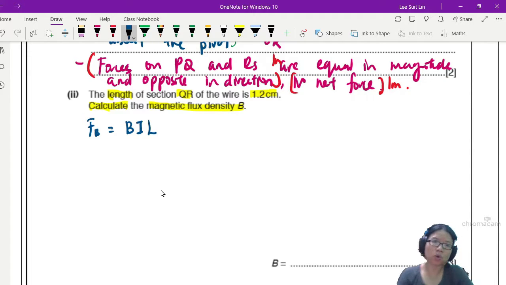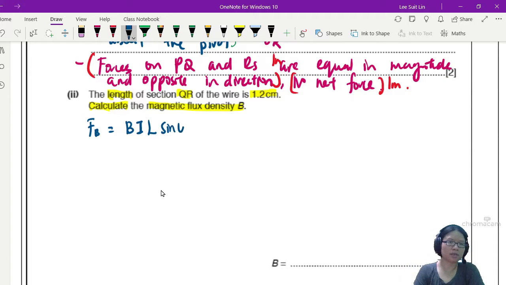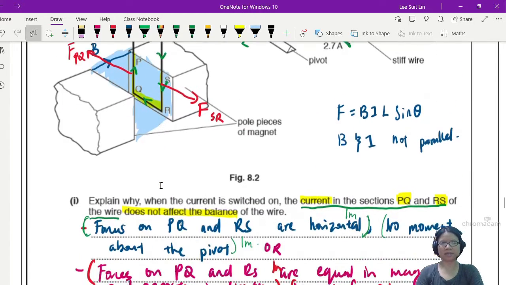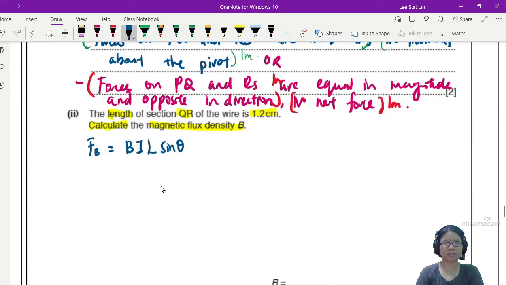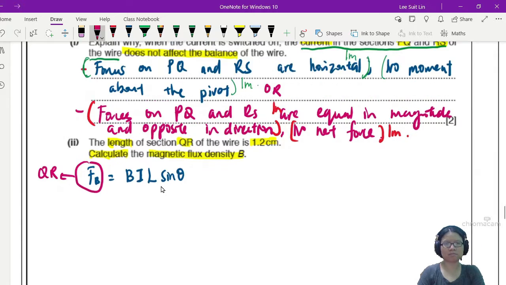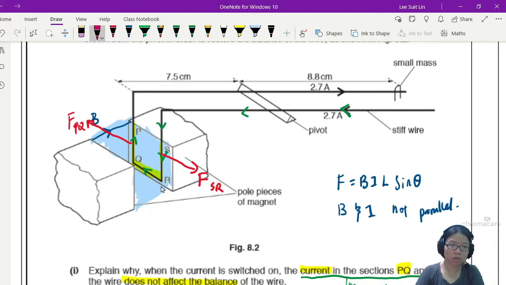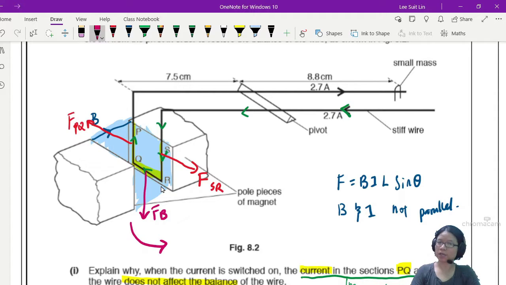Okay, so I guess if you want to, you can put sine theta. And then now I stare at the picture. Where is this magnetic force? Let's say this is FB. This FB is the magnetic force that is acting on the section QR. So the FB, as drawn in the diagram just now, is pointing downwards, which causes this entire frame to rotate this way.